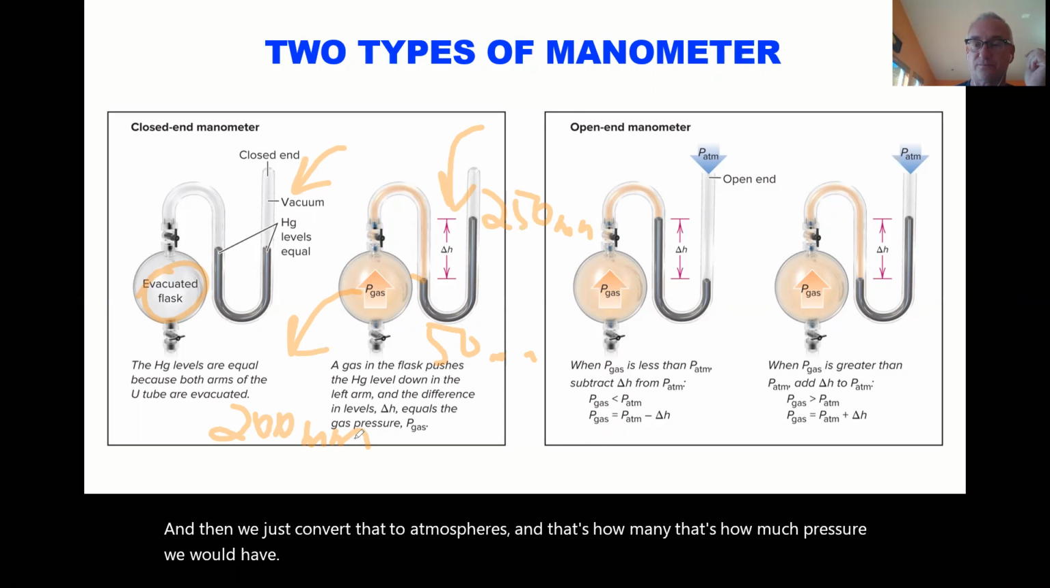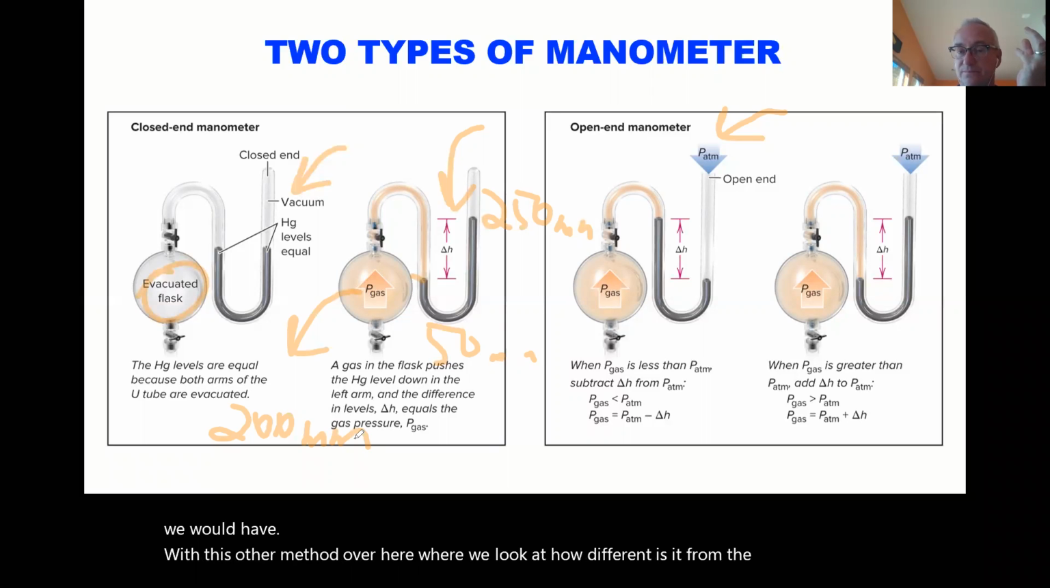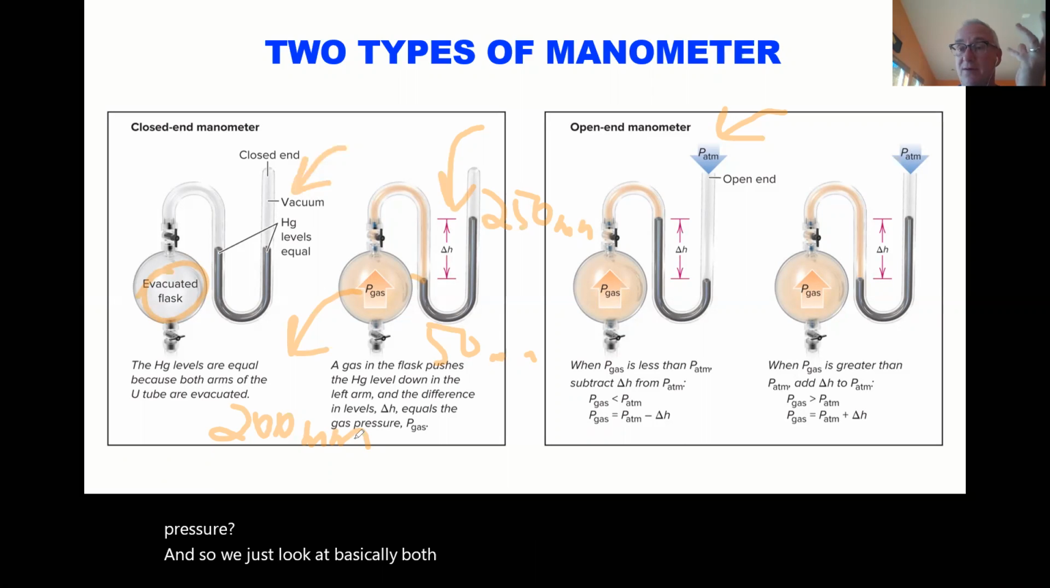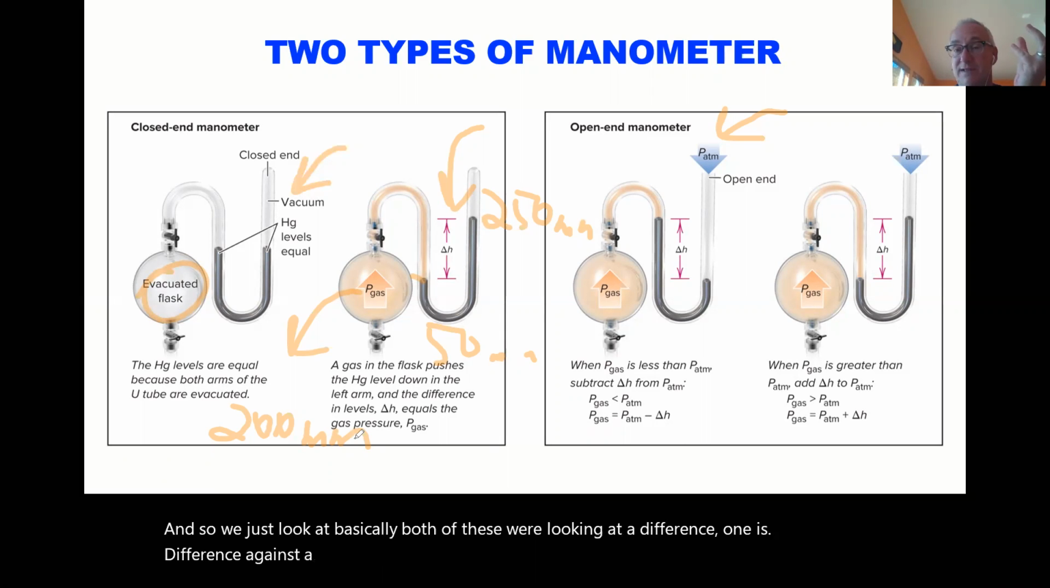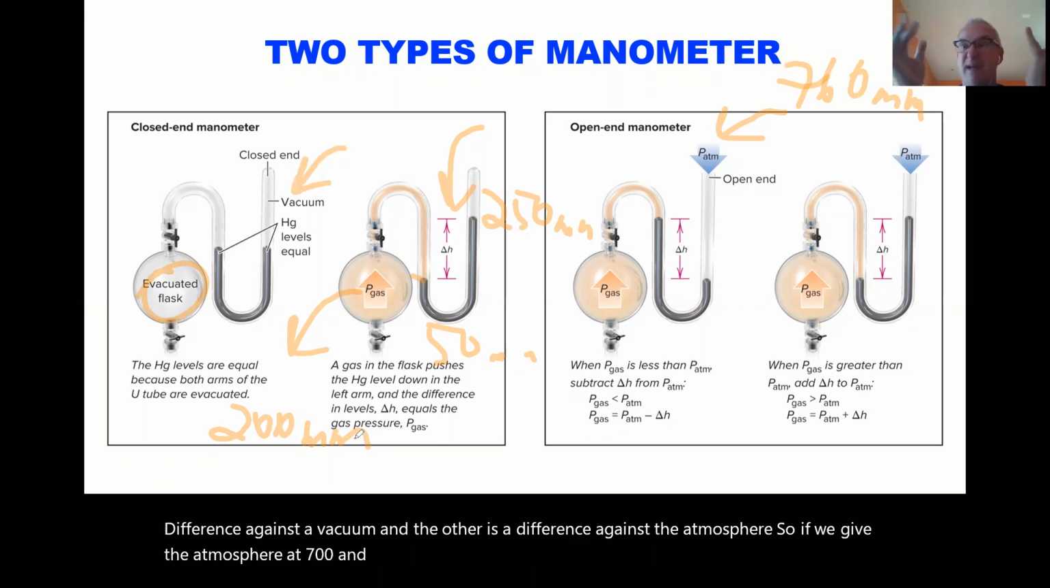Or we have this other method over here where we look at how different is it from the atmospheric pressure. And so basically both of these, we're looking at a difference. One is a difference against a vacuum, and the other is a difference against the atmosphere. So if we give the atmosphere at 760 or whatever it would be, we'd measure it.